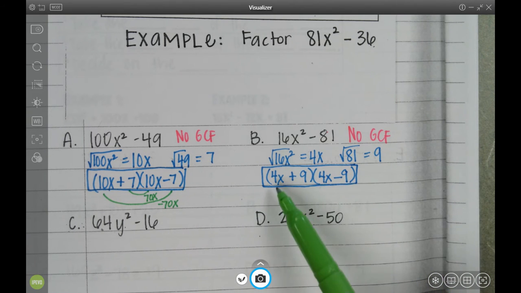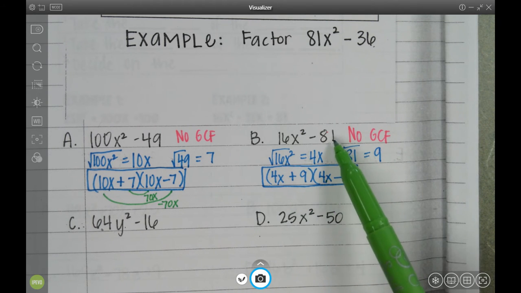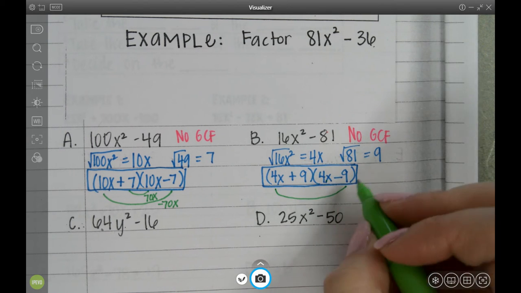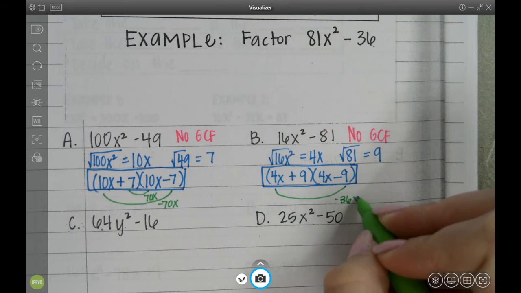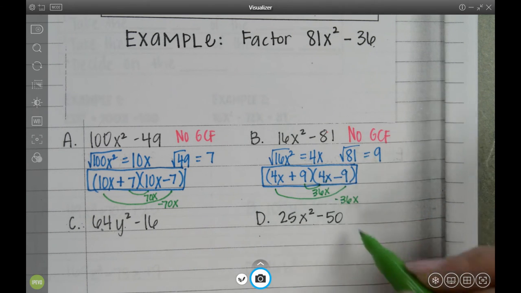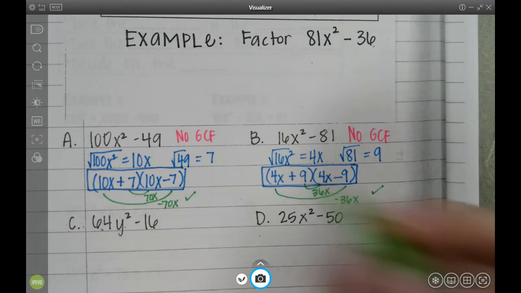And you go to check it. 4x times 4x is 16x squared. Positive 9 times negative 9 is negative 81. In your outside terms, 4 times negative 9 is negative 36. Positive 9 times positive 4x is positive 36x, which do cancel. So we did it right. There's my check.